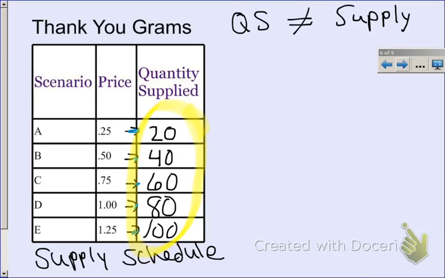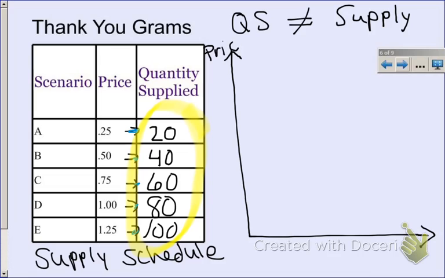Now let's take this and graph out this relationship. Okay, starting again with your X and your Y axis. Again, labeling the Y axis price always, and labeling the X axis quantity. Okay, you can put a Q there. 20, 40, 60, 80, 100. Putting the data on the axes now.